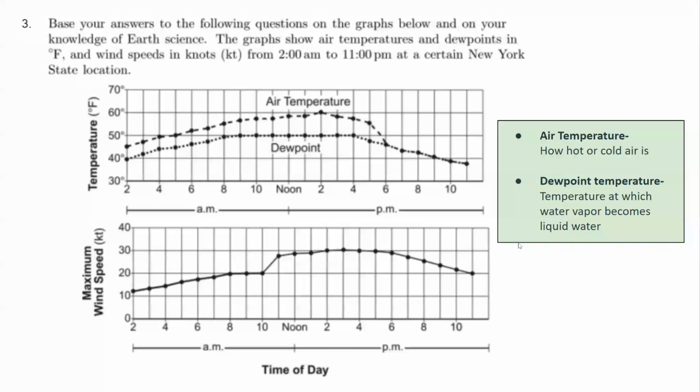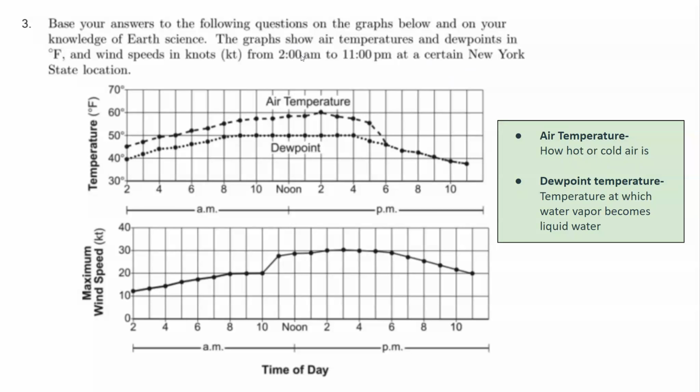Hi everyone. So today we're going to do question number 3 on identifying multiple variables and their correlation graphs. So let's get started. Number 3 says, base your answers to the following questions on the graphs below and on your knowledge of earth science. The graphs show air temperatures and dew points in degrees Fahrenheit and wind speed in knots (KT) from 2 a.m. to 11 p.m. at a certain New York State location.